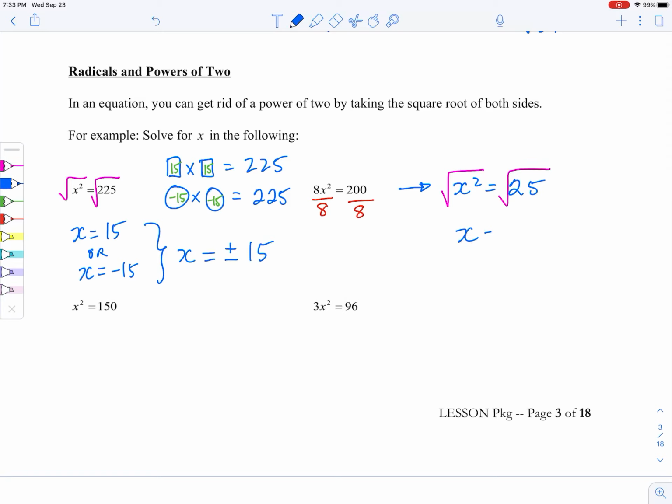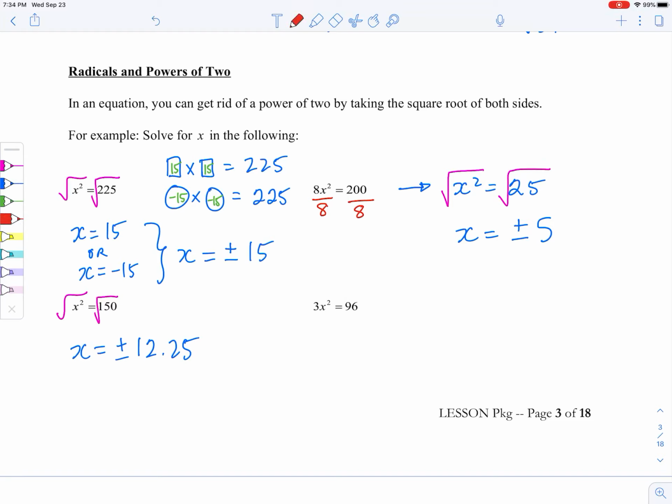Remembering that when I do that, my answer is going to be both positive and negative 5. x squared equals 150. I'm going to square root both sides. Because I'm taking the square root of an x squared, I'm going to have my plus or minus. And when I do the square root of 150 on a calculator, I get a decimal. It's not great, and it goes on further, but I'm just going to write it to 2 decimal places. The two values of x that would give x squared equals 150 are both plus or minus 12.25.